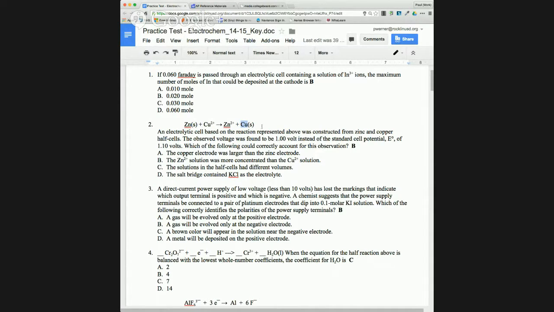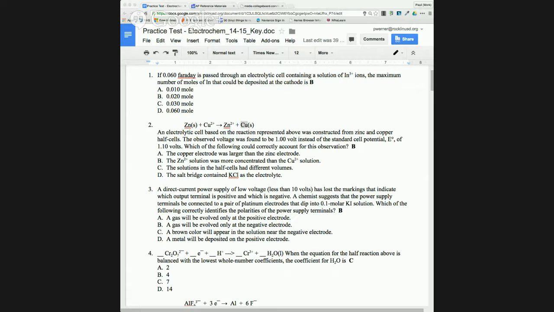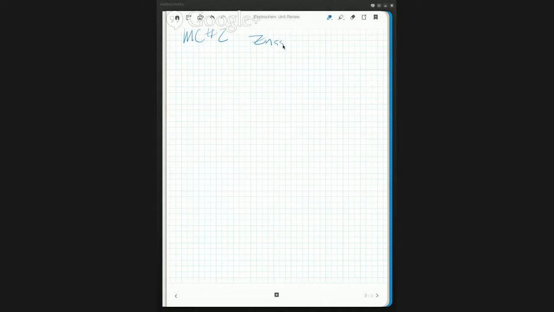Okay, so we have a few things going on here. Let's set up the cell so that you guys can see that. I think that would be more helpful. So this is multiple choice number 2. And we have this formula: zinc solid plus copper 2 plus, which is aqueous, goes to zinc 2 plus, which is aqueous, plus copper solid.